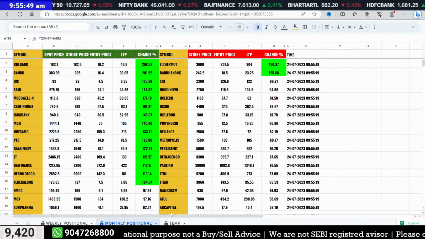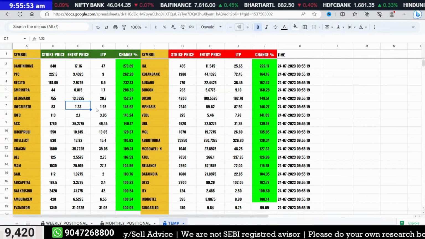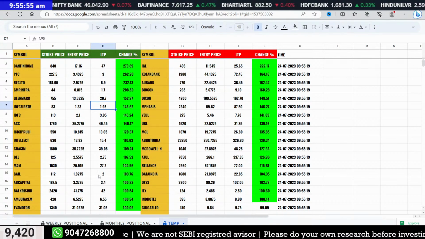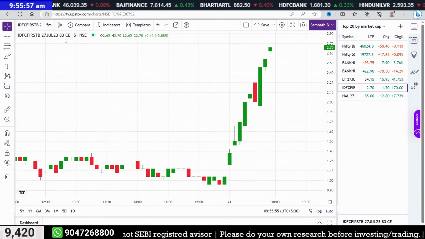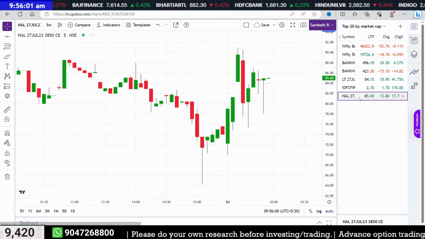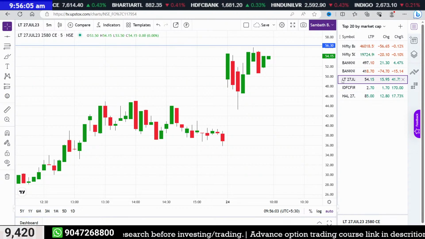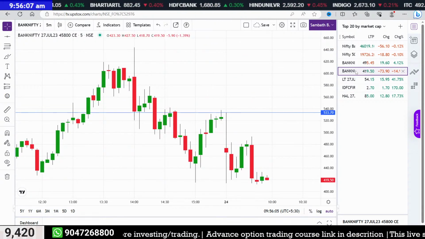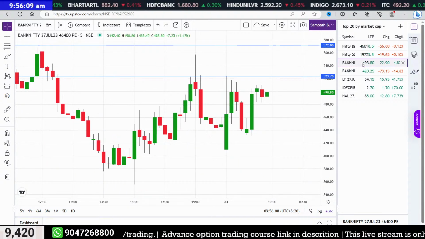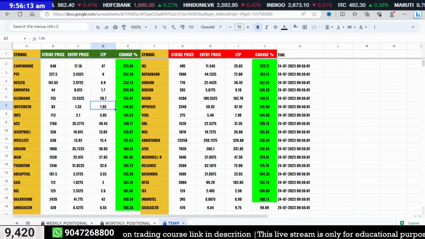Some of the options came here. That was on top. IDFC First Bank is still not showing the last price. Some of the options: 2.7 and 85. HAL is only about 94. I'm just looking for this, around 56.3. And these two options, one is 533, another one is 523, but nothing moves yet. But overall, it looks good.